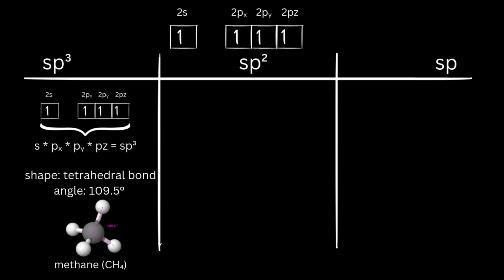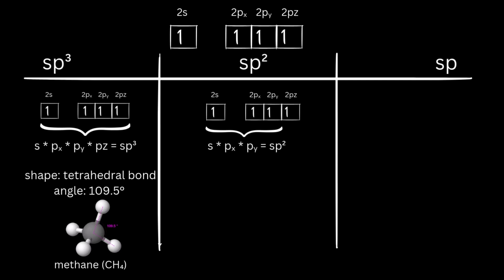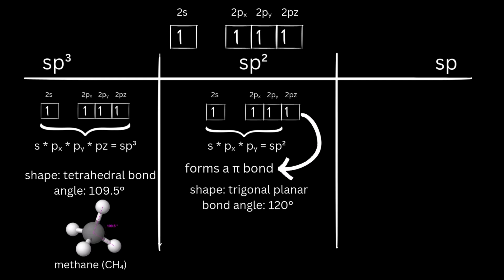For sp2 hybridization, the 2s orbital combines with 2 of the 2p orbitals, specifically the 2px and 2py. This forms 3 equivalent sp2 hybrid orbitals, and the remaining 2pz orbital stays unhybridized and is used to form a pi bond. The 3 sp2 orbitals are actually degenerate and are arranged in a trigonal planar shape with bond angles of 120 degrees. This type of hybridization is seen in ethene, and the unhybridized 2pz orbital of each of the carbons that forms ethene overlap, creating a double bond, which is specifically a pi bond.